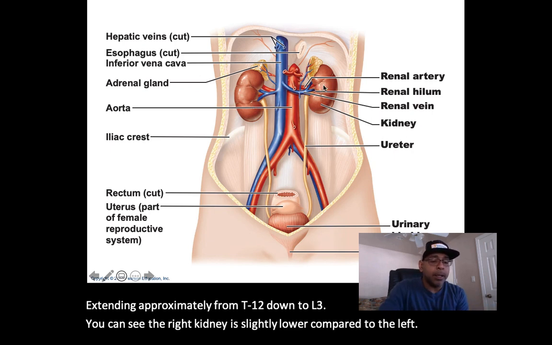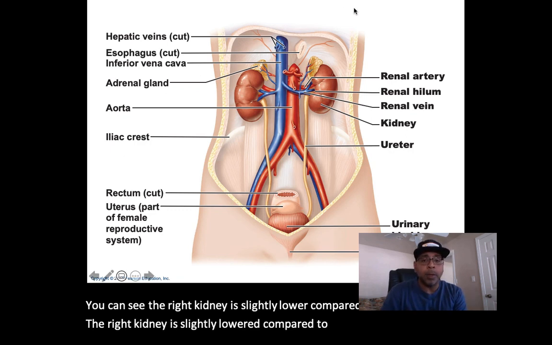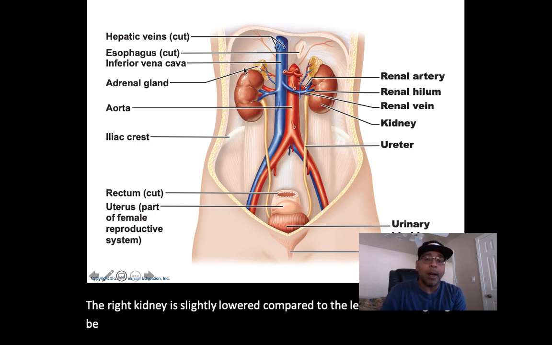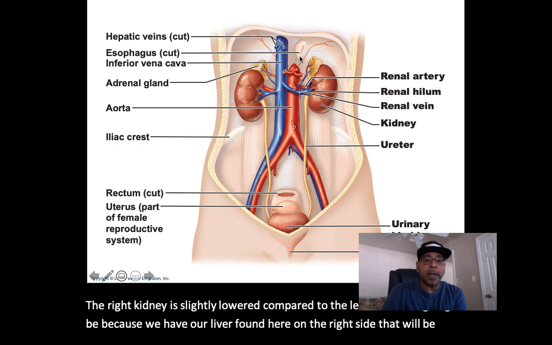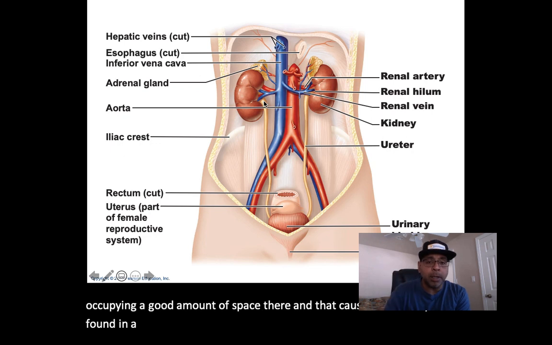The right kidney is slightly lower compared to the left, and that's because we have our liver found here on the right side. That will be occupying a good amount of space there, and that causes this kidney to be found in a position slightly lower compared to the left kidney.